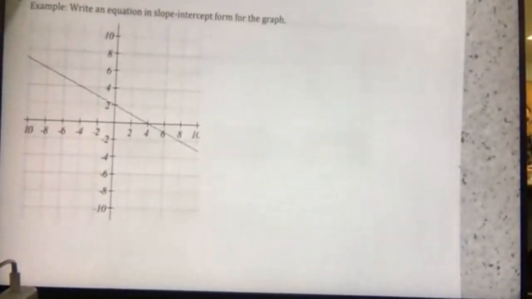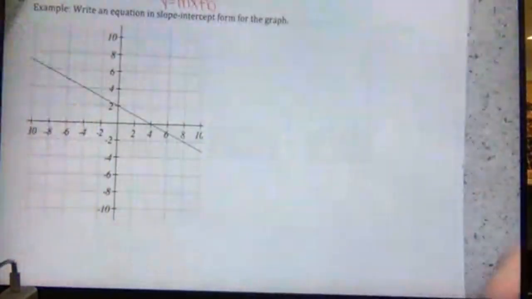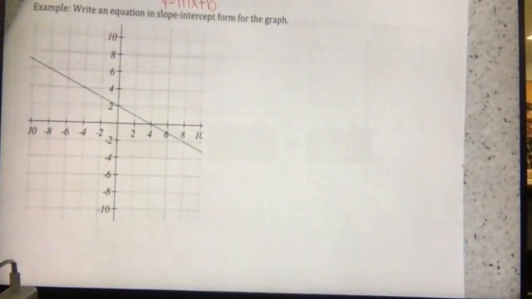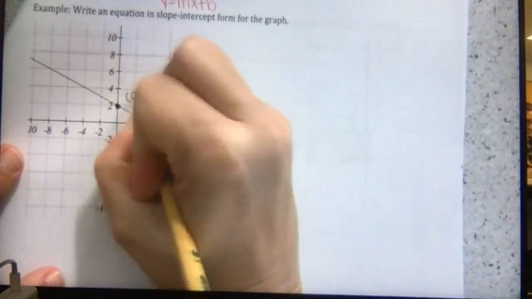All right, so next they give us the actual graph of a line, and it says write the equation in slope-intercept form for the graph. Remember, our slope-intercept form is going to be y equals mx plus b. So now we can use the graph to find our m and our b. So just by looking at it, what's our y-intercept? 2. So it hits our y-axis at 2.